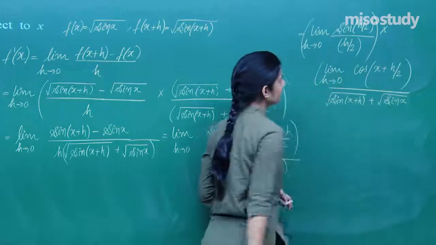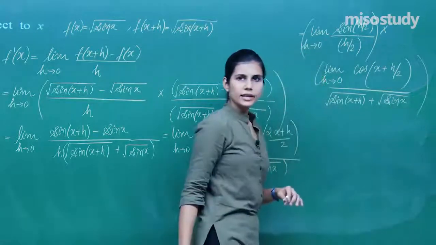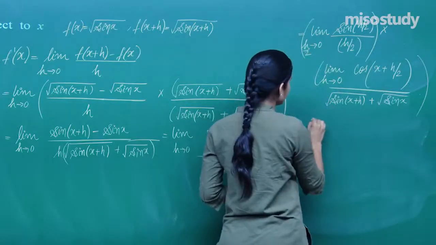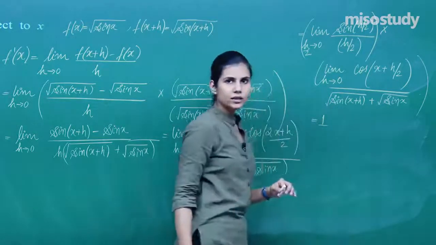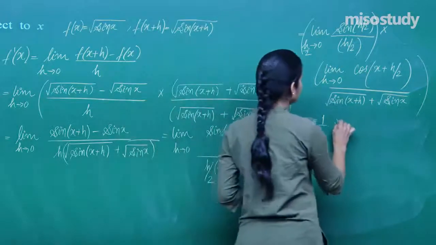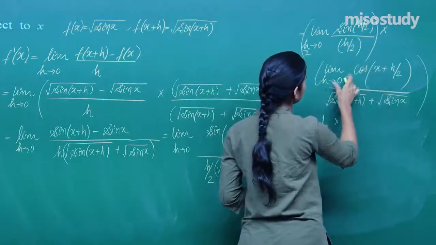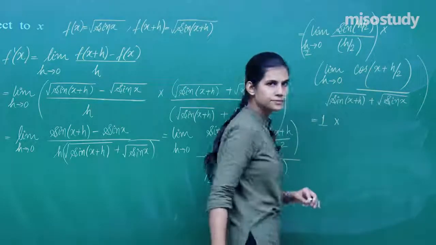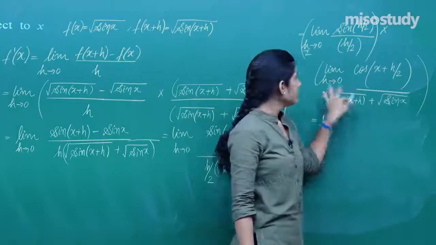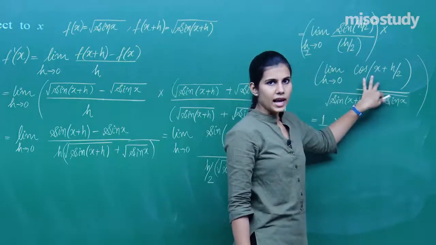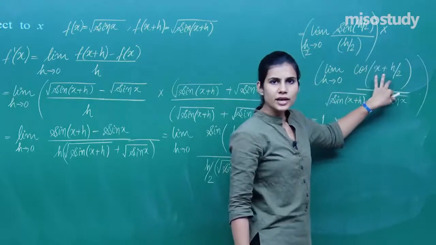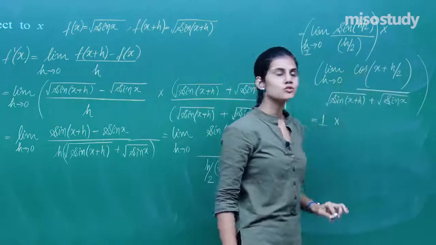Clear? If h is approaching 0 means h by 2 is approaching 0. So here you get 1 because limit of sine of an argument upon the same argument when that argument tends to 0 is 1, multiplied by limit h tends to 0 of this complete expression, this upon this, is limit h tends to 0 of this upon limit h tends to 0 of this. Limit h tends to 0 of numerator, as h tends to 0, h by 2 tends to 0. So x plus h by 2 tends to x, cos of x plus h by 2 tends to cos x.